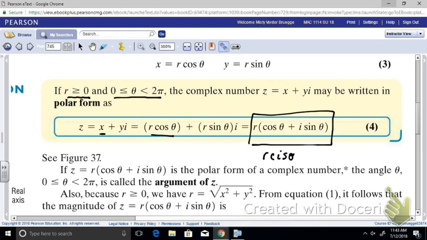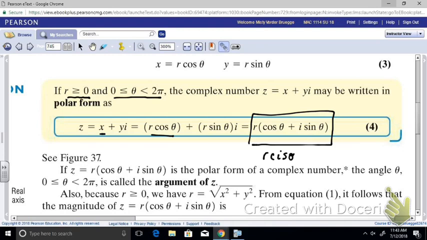I'll put r cis theta. So you will see that. You'll be like, what's the cis? It means r cosine theta plus i sine theta. So you'll just see it written that way a lot because you'll get tired of having to write it all the time. Okay. All right, I'll give you a minute to get that.